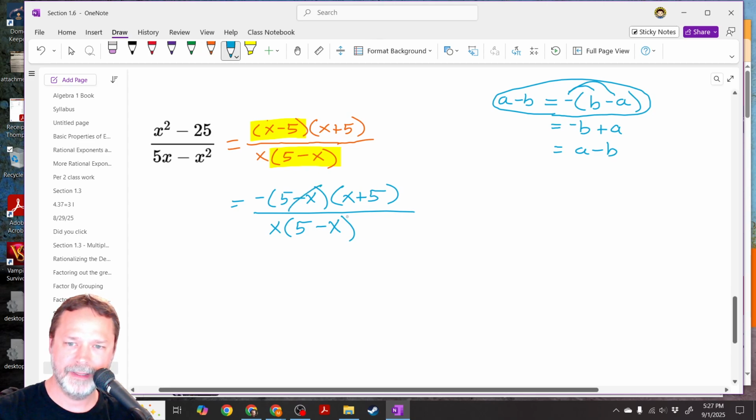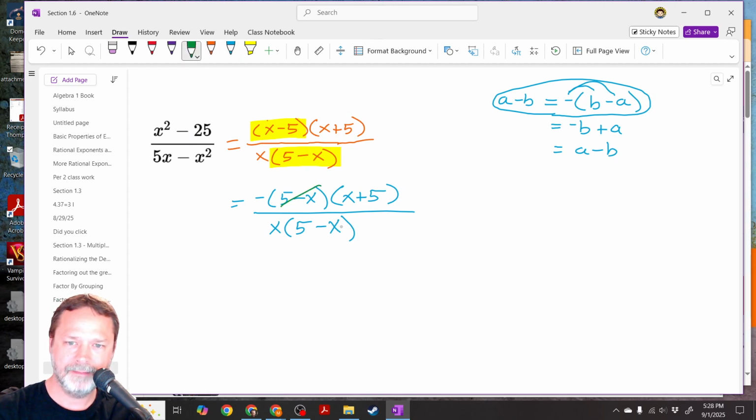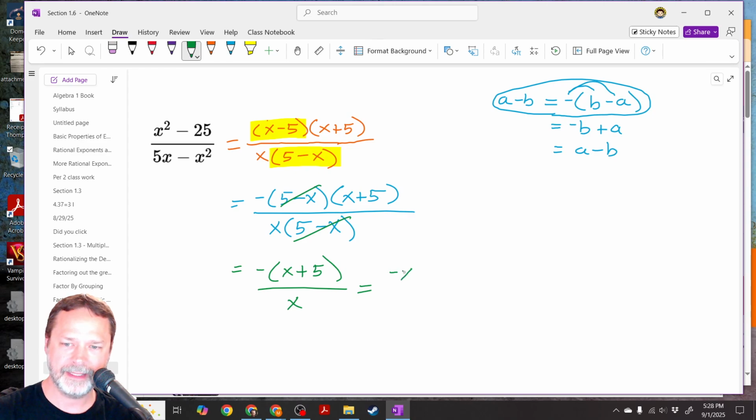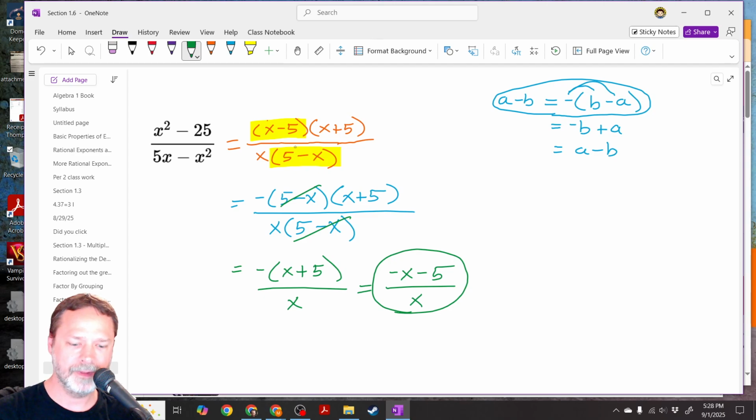Now I can do some simplifying. Bam, bam, gone. And now I get negative x plus 5 over x. And I would leave it like that. If you really wanted to do something, you could distribute the negative in, but it really doesn't make a difference unless you're using some homework system on a website or in a program that wants it a particular way, or you got multiple choice and it could be this one. They don't show it, they show this one, that kind of a thing. But that's how we would do it.